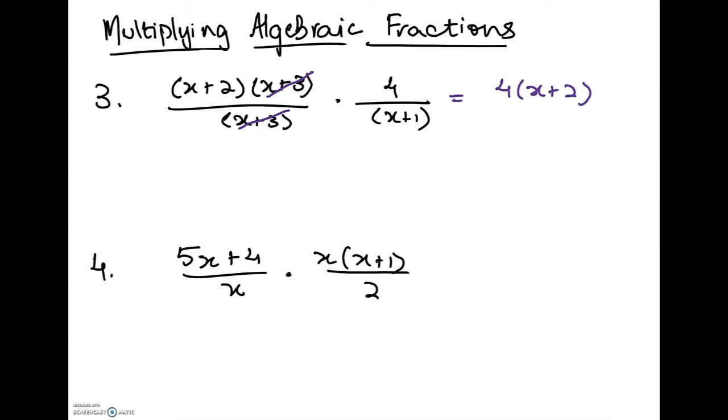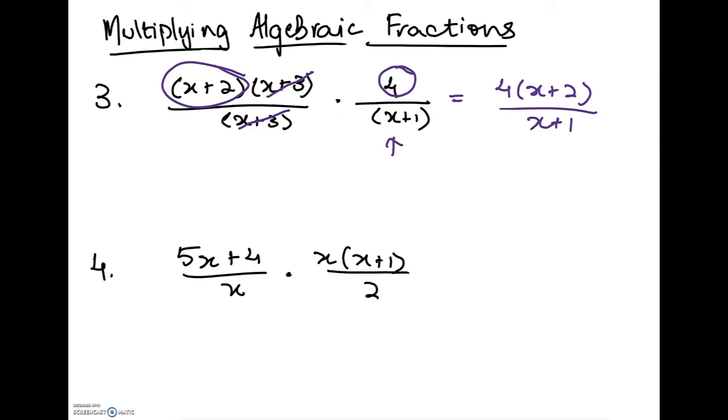So it's going to be 4 times x plus 2 on the numerator, since we still have a 4 here and an x plus 2. And in the denominator, we only have x plus 1. So while the answer is a bit longer and not as simplified, we really can't do anything else to simplify or get rid of any terms. So that's going to be our final answer.